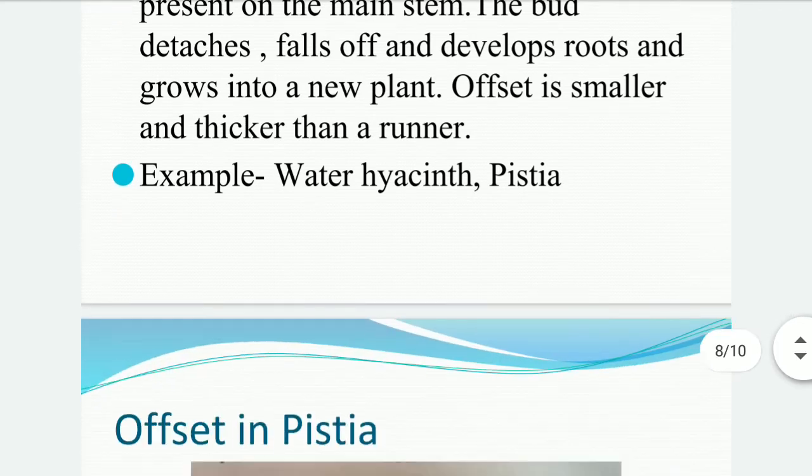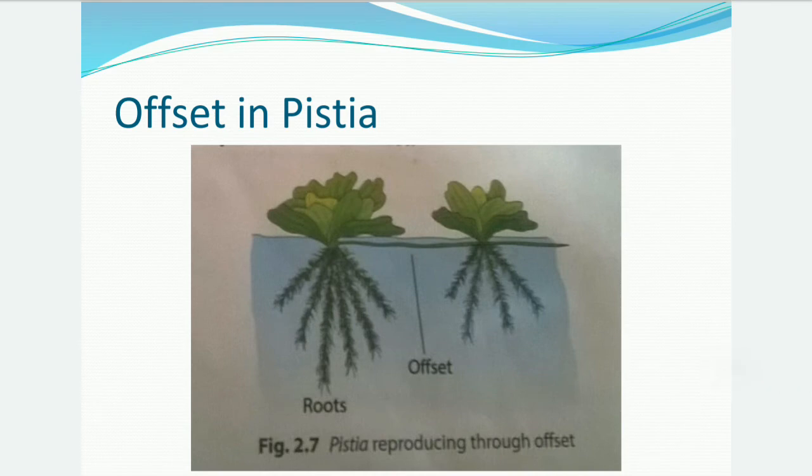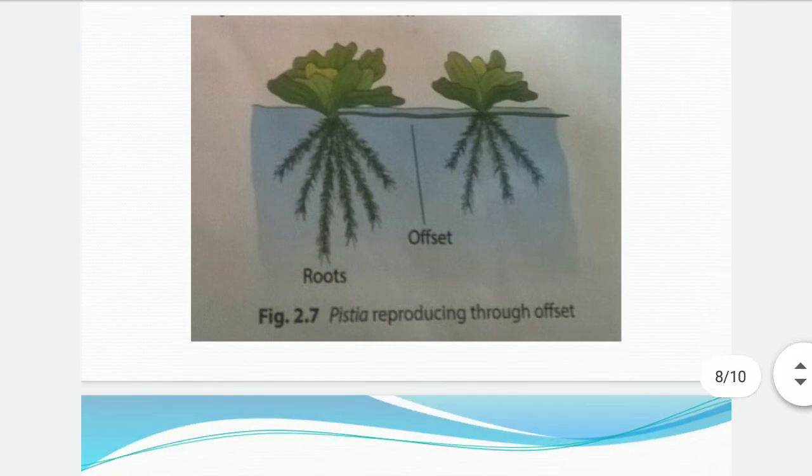So in this picture you can see pistia, where the asexual reproduction is taking place by these offsets. You can see here that from a bud the new plant arises, then this gets detached from the parent plant and grows as a new plant.